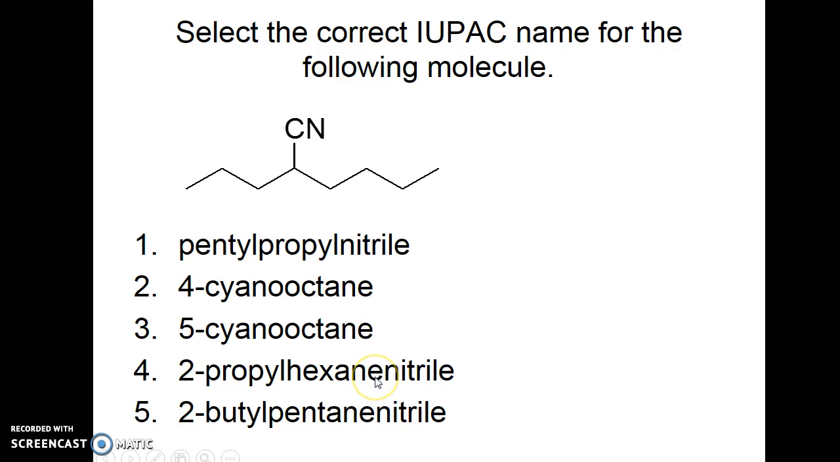So let's look down here. If I look down here, I can see I can name this as hexane, and then this would be propyl. This is the number 1 carbon. That would be number 2. So 2-propylhexanenitrile is a good name. This 2-butylpentanenitrile, you're not choosing the longest chain for the functional group. So the correct name is this one.